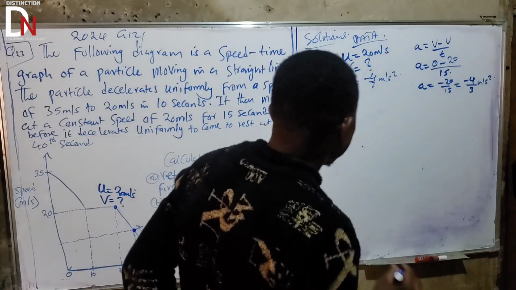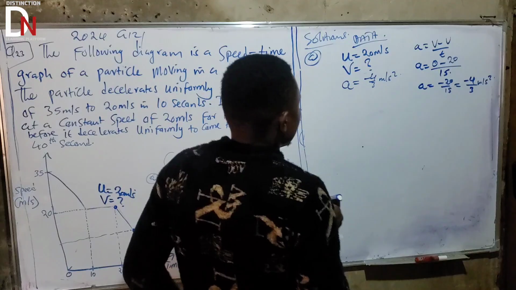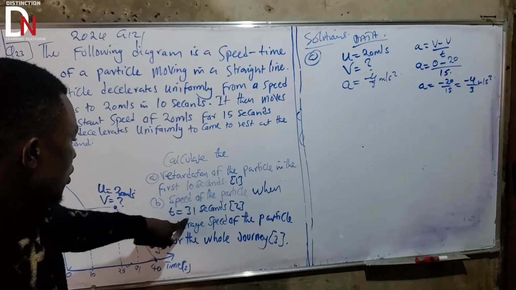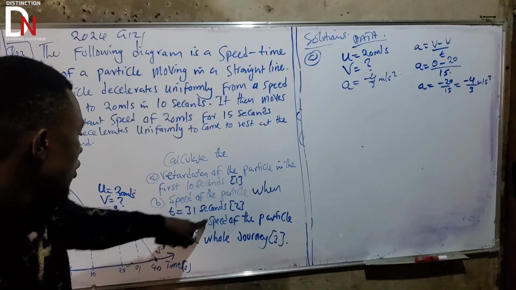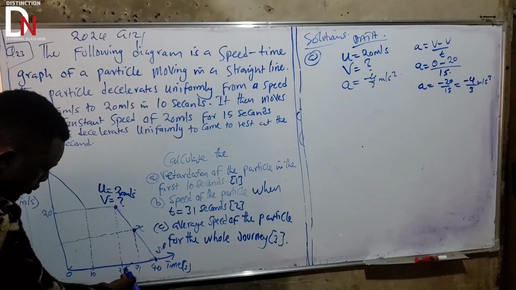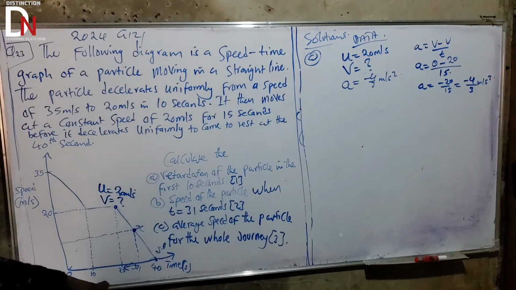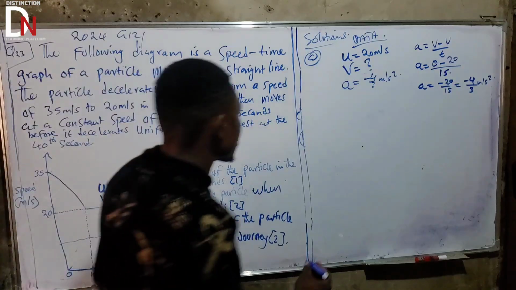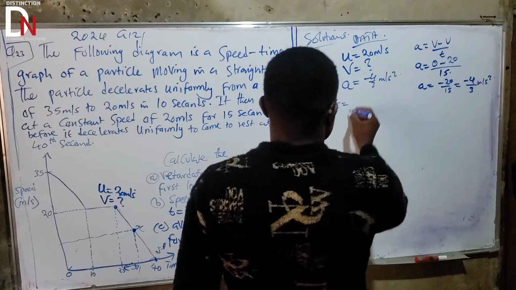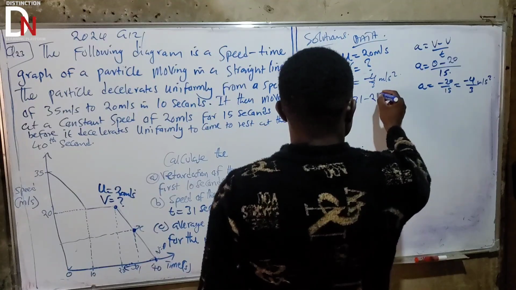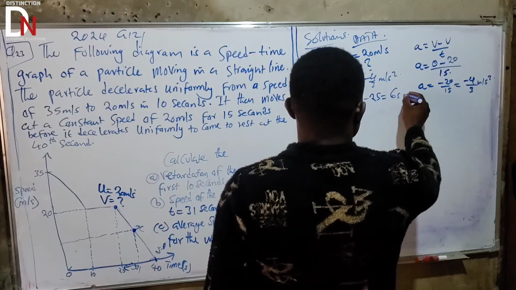Now we want to find the speed of the particle when t was 31 seconds, isn't it? So where t was 31 is here. So the elapsed time from 25 up to 31, I'm supposed to find the difference. So the elapsed time t is 31 minus 25, and basically this should be 6 seconds.